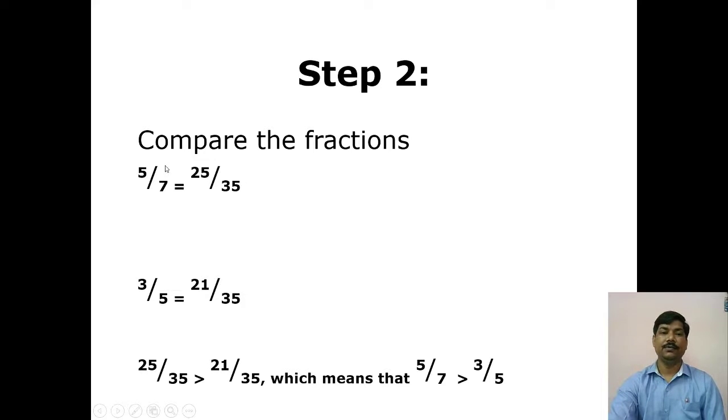As in step 2, 5 upon 7 equals 25 upon 35, 3 upon 5 equals 21 upon 35. Here it is clear 25 upon 35 is greater than 21 upon 35. It means 25 upon 35 is equivalent to 5 upon 7. So 5 upon 7 is greater than 3 upon 5.